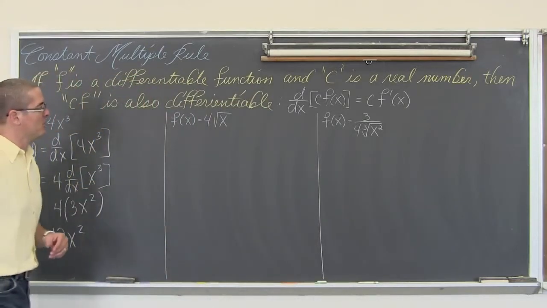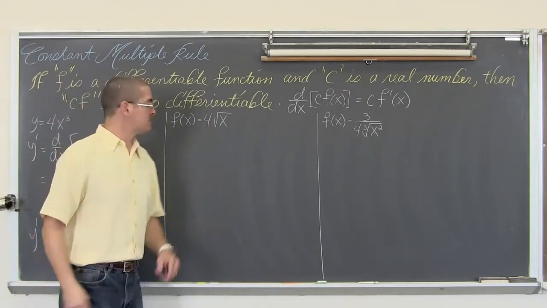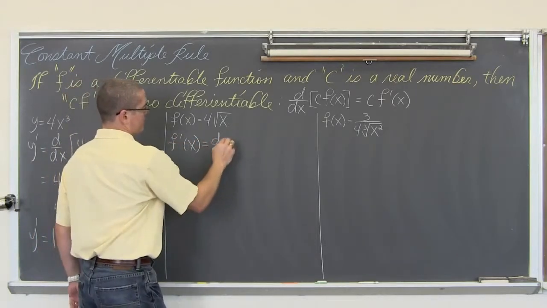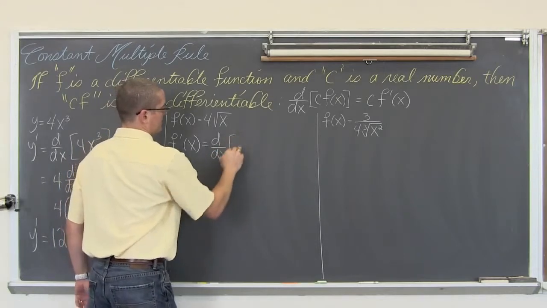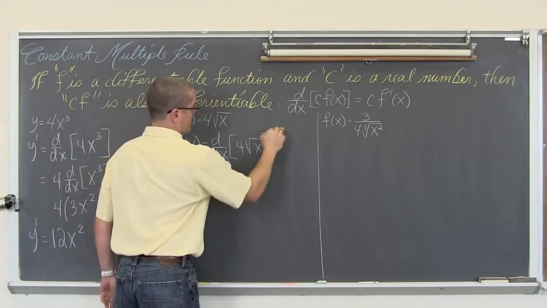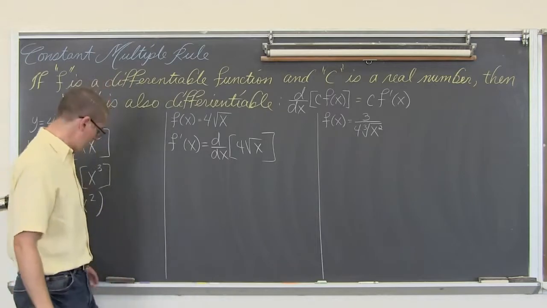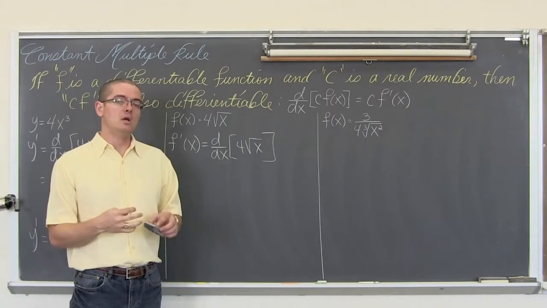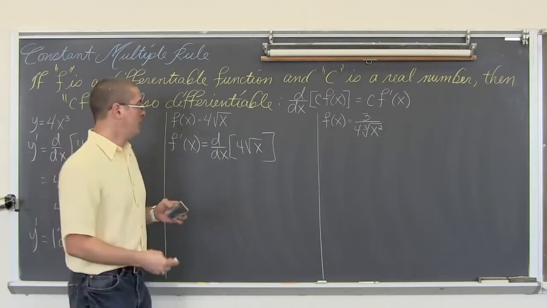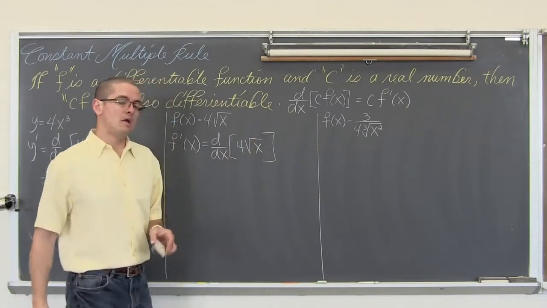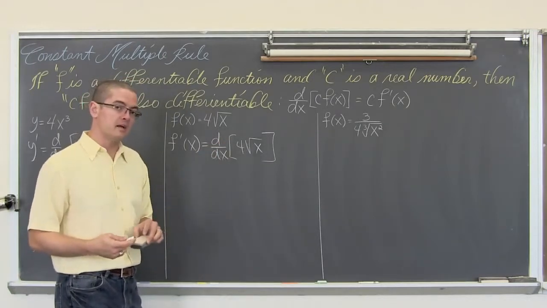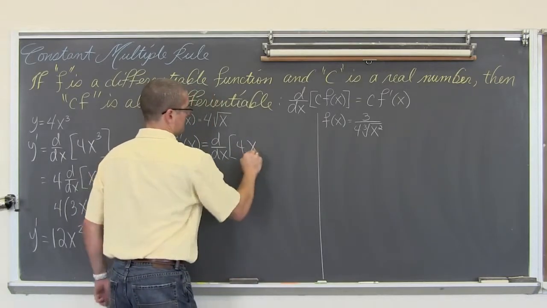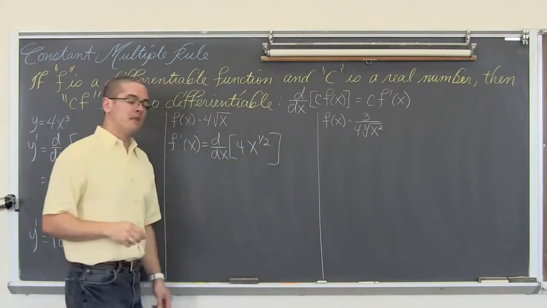Next example, we have 4 times the square root of x. So f prime of x is equal to the derivative with respect to x of 4 square root of x. Now, I'm not exactly sure what to do with the square root because it's not written as a power function. Well, again, the x has a power of 1, and it's a square root. There's nothing in the index, so this is actually x to the 1/2 power. There, now we can do it.